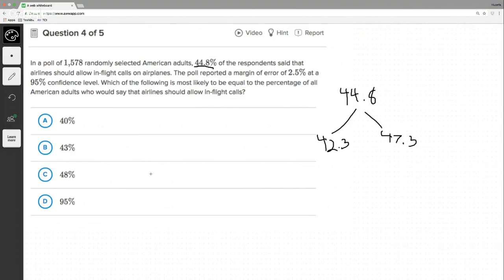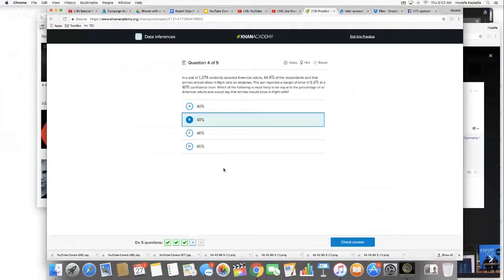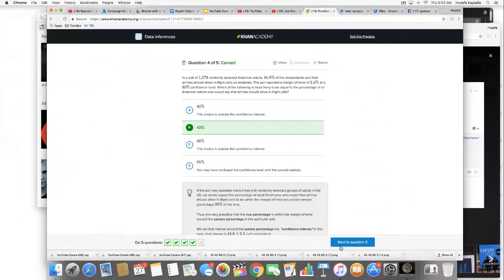And let's say 43 is in that zone. Right? 40 is beyond it. 40 is less than that. 48 is a little too big. 95 is way too big. So we're going to go with B. Let's see if it is correct. And it is correct.